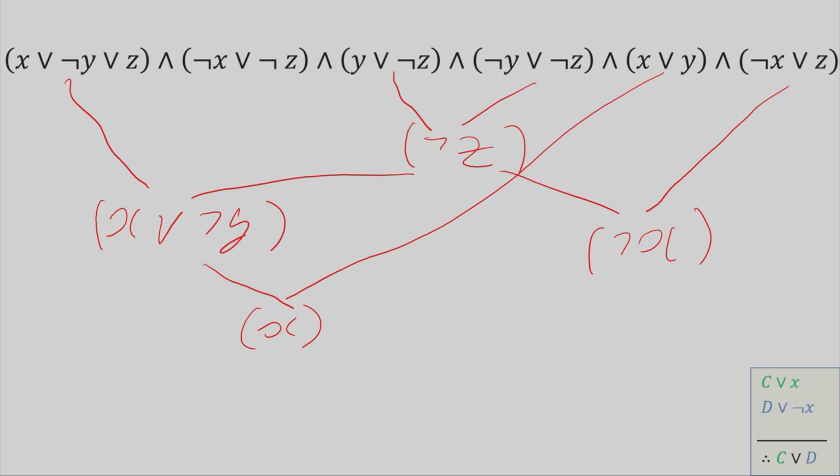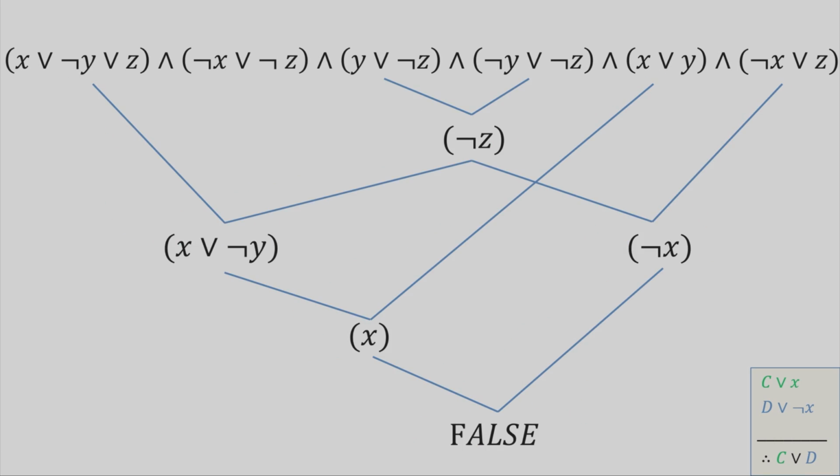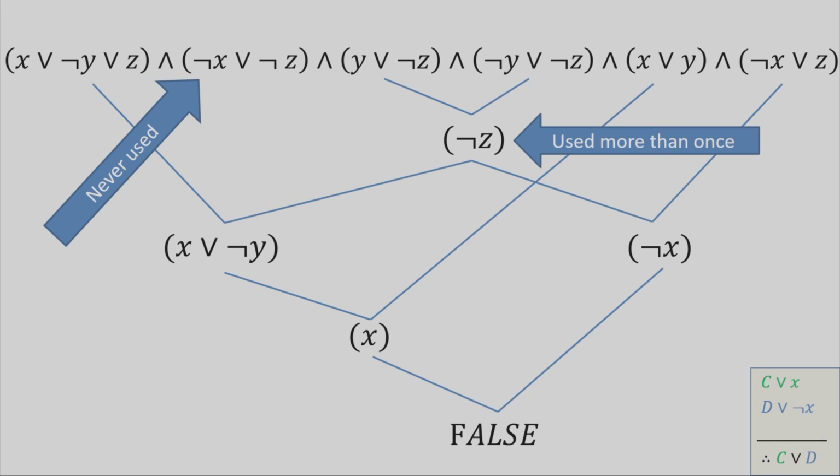Great. Finally, we've derived a variable, and we've derived its negation. Something and not the same thing cannot be true. We get a false. And there it is, the proof. So notice a few things about this proof. We never ended up using clause not x or not z, and it's perfectly fine.